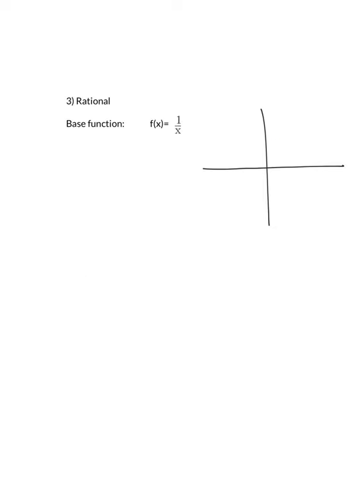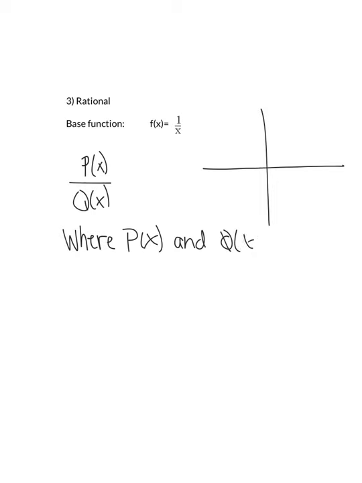Our third base function is going to be the rational function. So its base function is written as f of x equals 1 over x. Now it's important to know a couple of things about rational functions. So rational functions can be written as p of x over q of x, where p of x and q of x are polynomials. Now there's a lot going on in this function, so I'm going to draw you a quick diagram of what this looks like, and then I'm going to be explaining a couple of these key features.